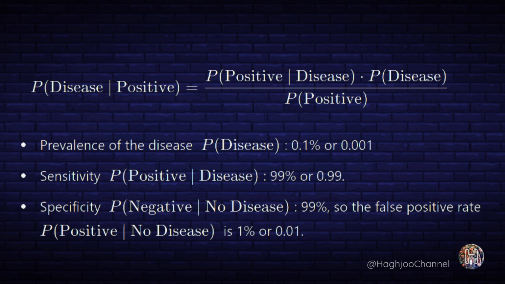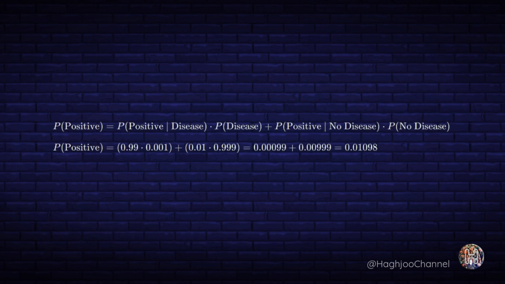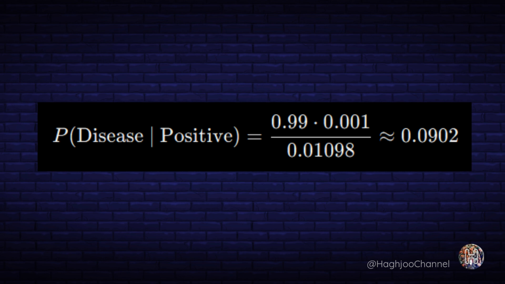In other words, the true probability of having the disease given a positive test is equal to the probability of a positive test given the disease times the prevalence of it in the population divided by the total probability of testing positive. The total probability of testing positive accounts for both true positives and false positives. So, the probability of having the disease given a positive test result can be calculated to be approximately 0.0902. That is only about 9%.